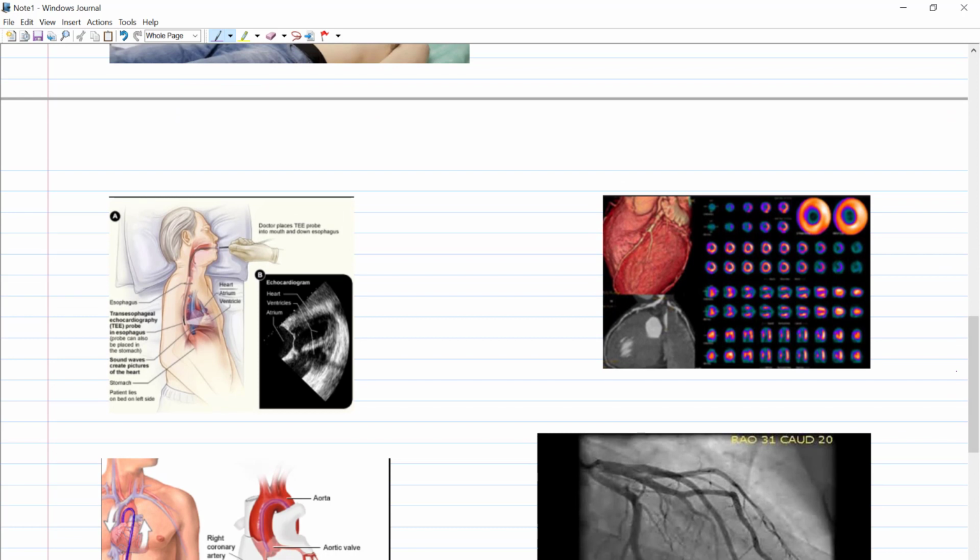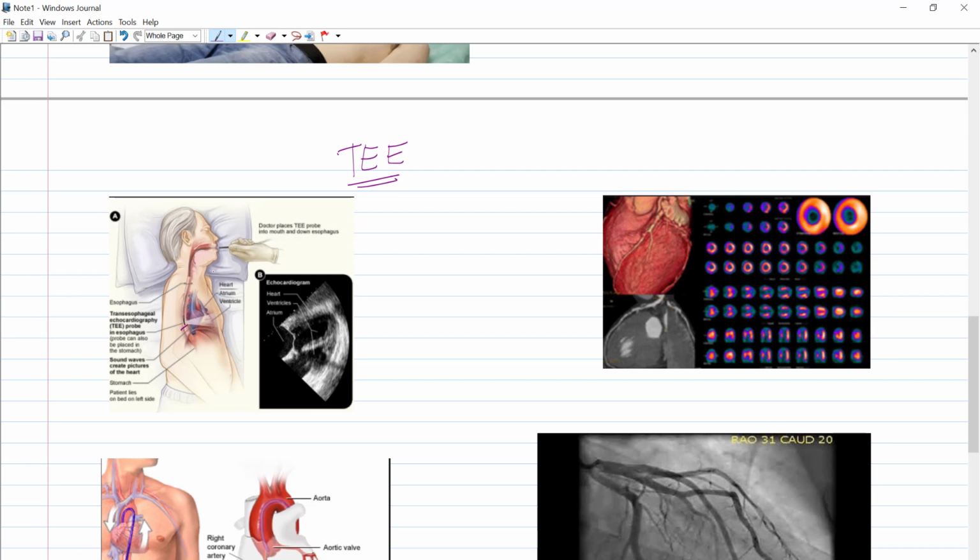Now, with echocardiogram, there's another type of echocardiogram, and the name is TEE, transesophageal echocardiogram. And with TEE, since it's transesophageal, the approach is starting from the mouth down to the esophagus right here. This is an invasive procedure.